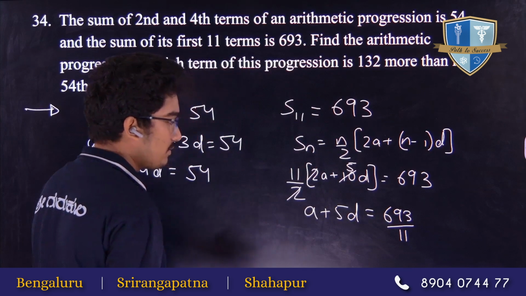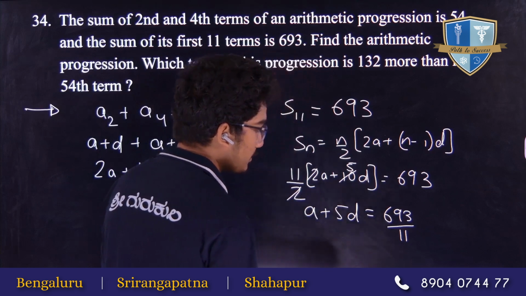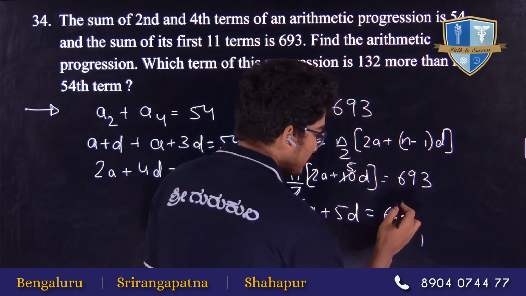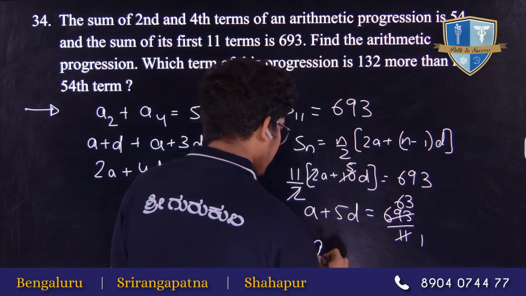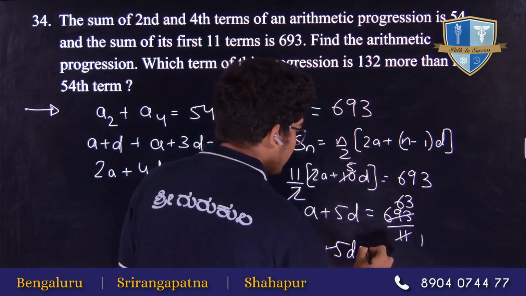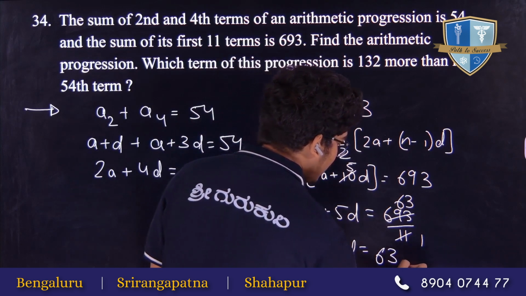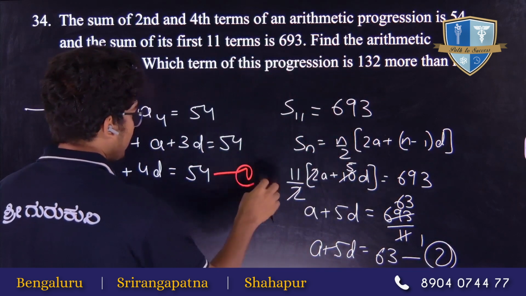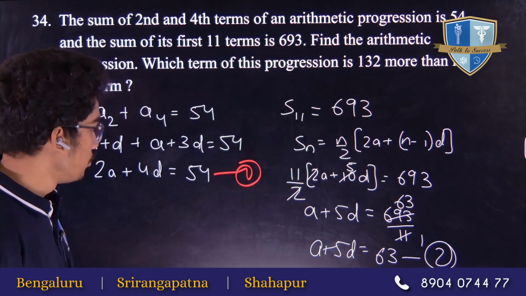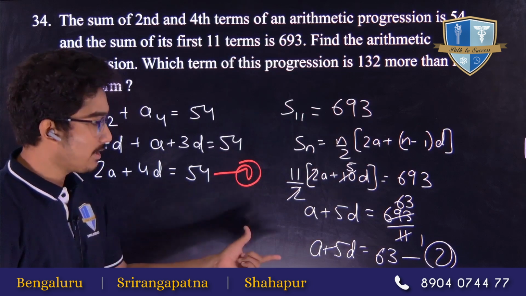After doing this we will find 11 ones are 11, 11 sixes are 66, and 11 times 63, correct? So a plus 5d is equal to 63. So this is our second equation, and this is our first equation. So using equation 1 and equation 2 we can find a and d.